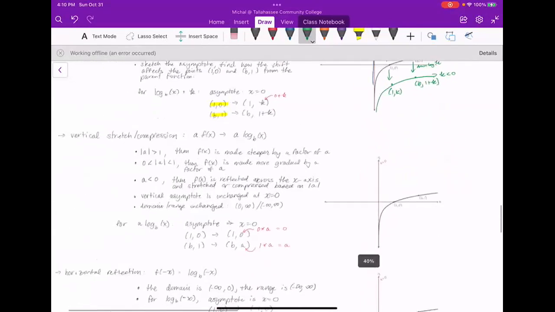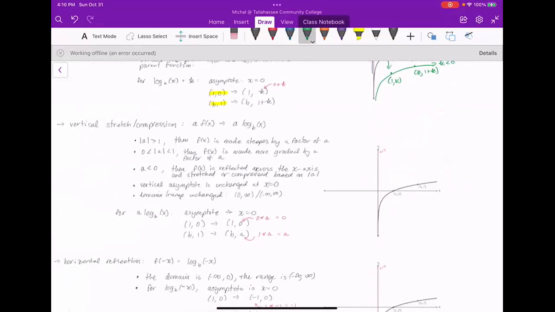For a vertical stretch or a compression, I just multiply a stretch factor, a, times f of x, which in this case is a times log base b of x, right? So there's a lot of changes that are possible based on whether the magnitude of a is greater than 1, whether the magnitude is between 0 and 1, or whether we have a negative number. So we still have our vertical asymptote at x equals 0, and our domain and range are unchanged.